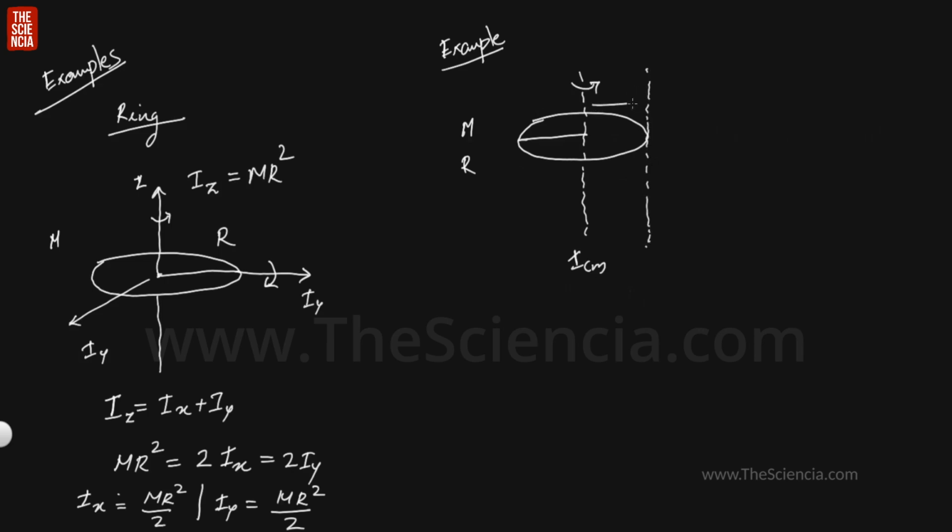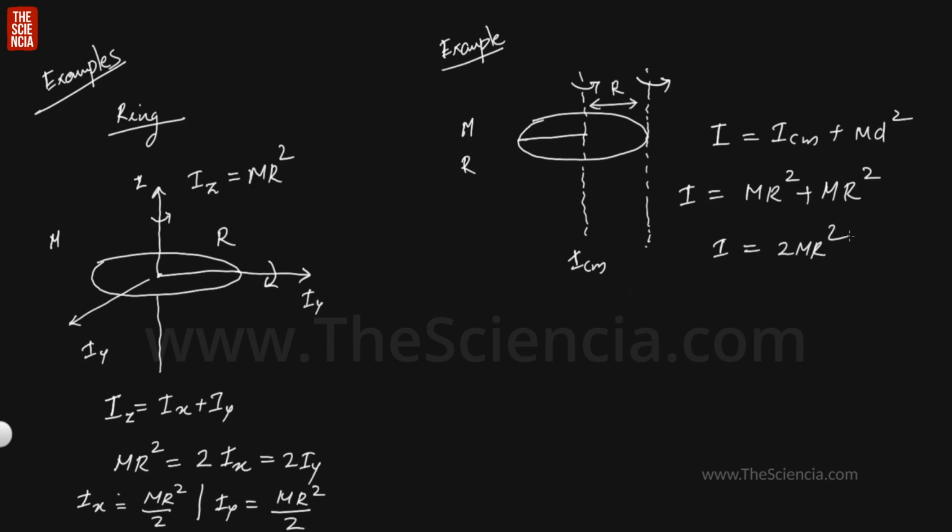So this is radius r, this is also radius r, this is radius r, and it is rotating about this axis. Now what is the moment of inertia? So we use this equation, that is I equal to I_CM plus md square, right? So I equal to I_CM, the moment of inertia of a ring about its center of mass, I think you already know, that is equal to mr square, plus m, here d is equal to r, the radius of the ring, so mr square. So what you get, that is I is equal to 2mr square.